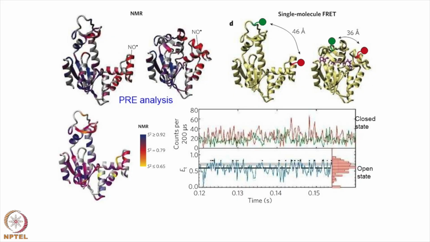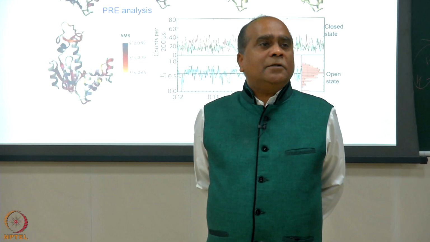Here I want to combine two experiments. One is an NMR based experiment, another is a FRET based experiment. A little bit of background of NMR, this is not an NMR course, but I will tell you. In NMR, what do you detect?